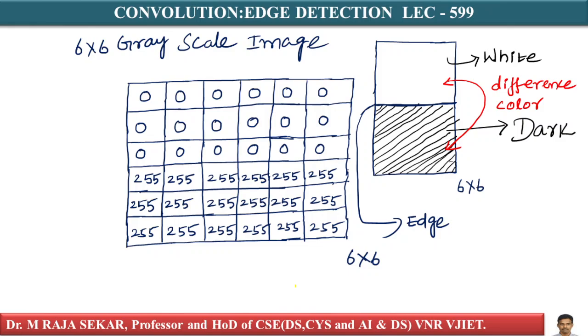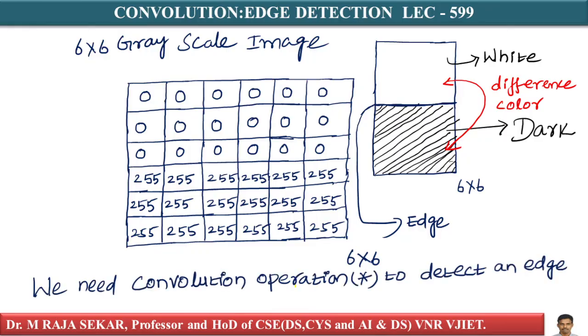Now, how do you detect an edge? That's important. To detect an edge, we do a simple operation. What is that operation? That operation is known as the convolution operation. When you do this operation on matrices, it is no more multiplication. This is called convolution. This operation is called the convolution operator. People represent this operator with a star.